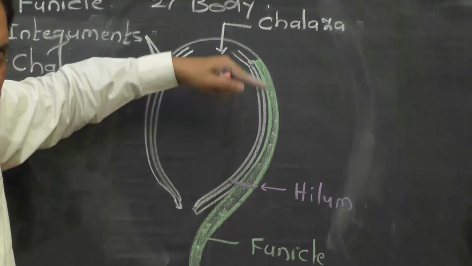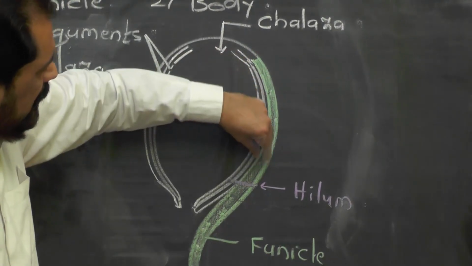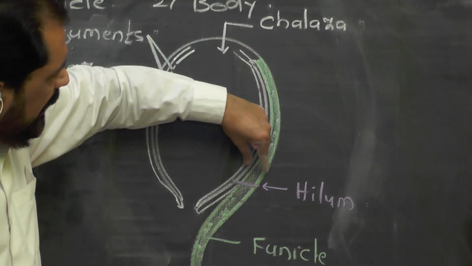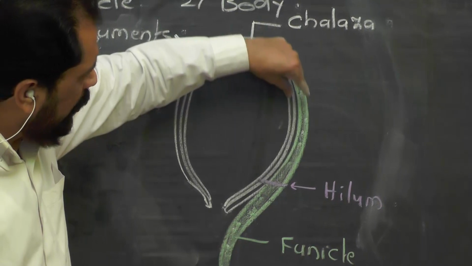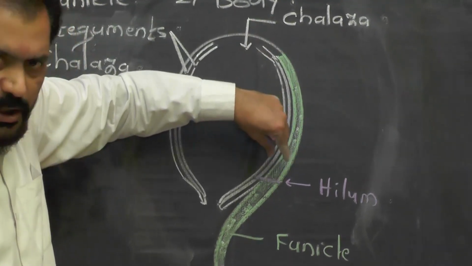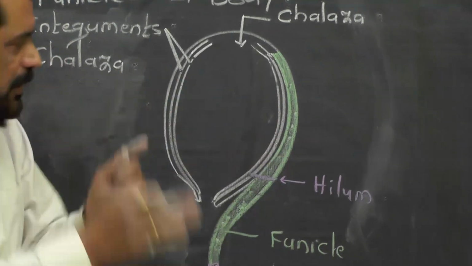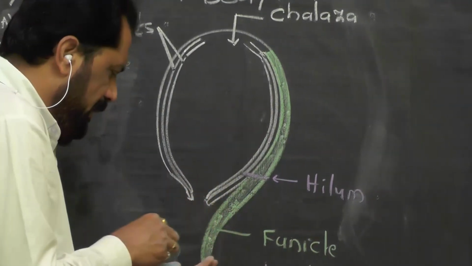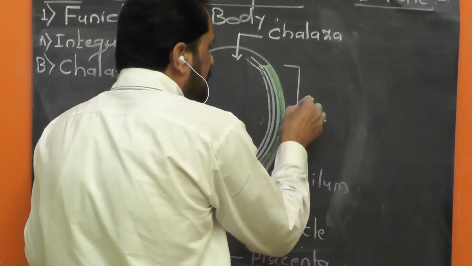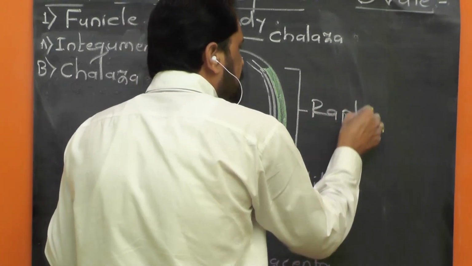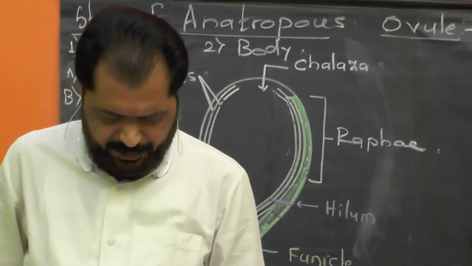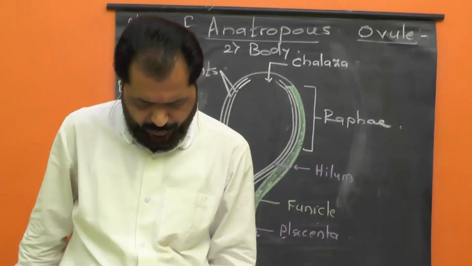Beyond hilum, hilum nantar ha jo funiculus ahe to funiculus body la chikatlela asliamule dogay milun ek ridge, ek structure, common structure tayar kartat. This common longitudinal ridge formed by the fusion of funicle with the body is known as raphe. It is known as raphe. Yala raphe asa mantat. Apan ek shabd apan ya thikani lakshat theu shakto.